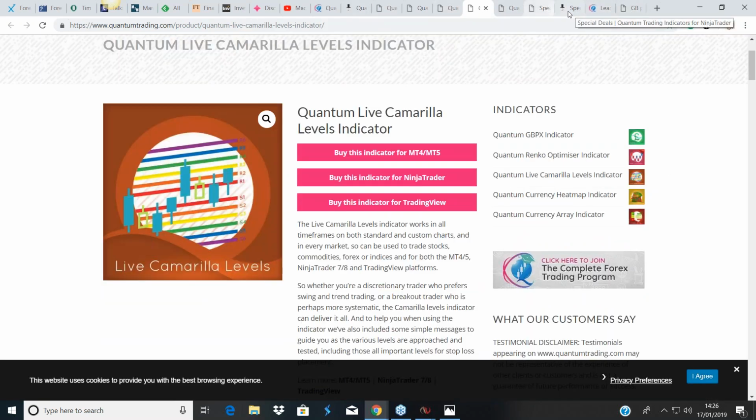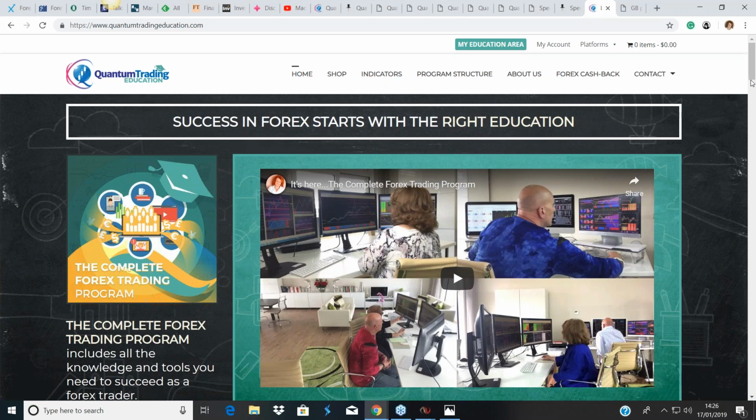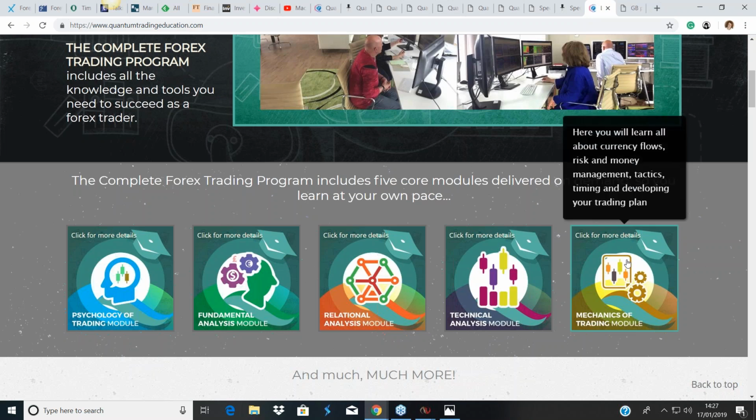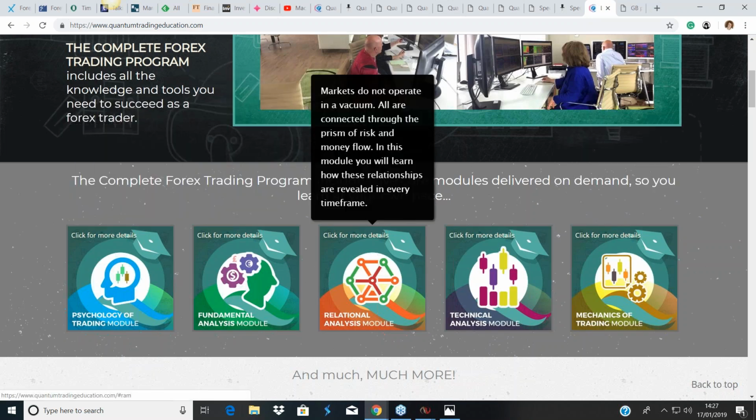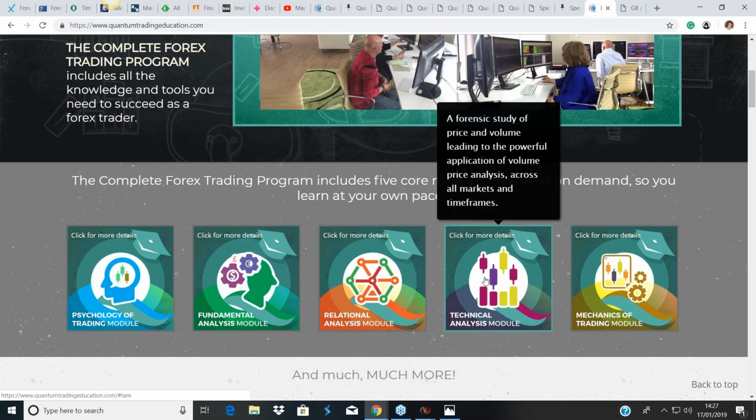What I mentioned earlier was the forex program, and that's on another site. It's Quantum Trading Education. This is obviously David and I with our various monitors, and again, all the information you need for the program is here. There are 5 modules, as you can see. The technical analysis is founded on VPA, and it extends what is already in the book, going into it in a very, very detailed way.